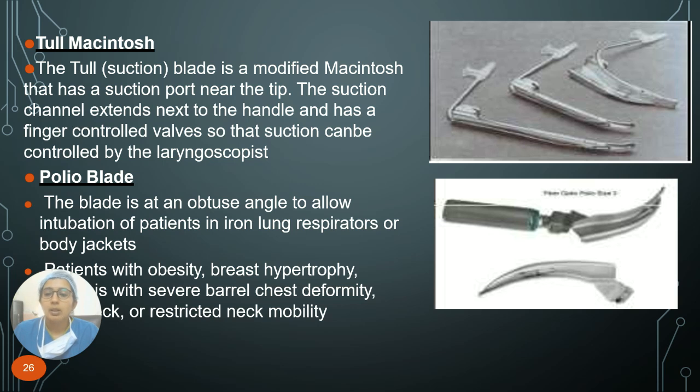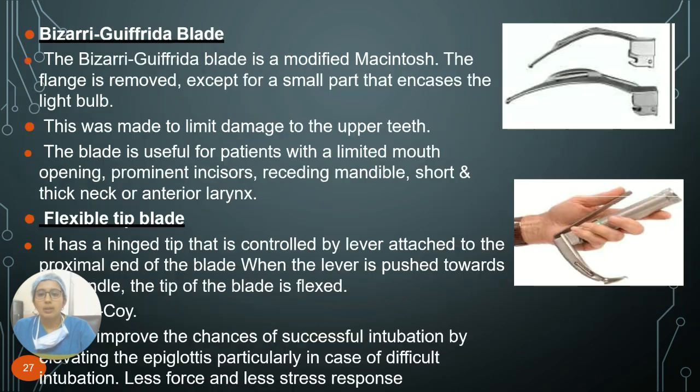Then we have the polio blade. It has a short handle with an obtuse angle to the blade, so that it helps in obese patients, breast hypertrophy, severe barrel chest deformities, or restricted neck mobility.